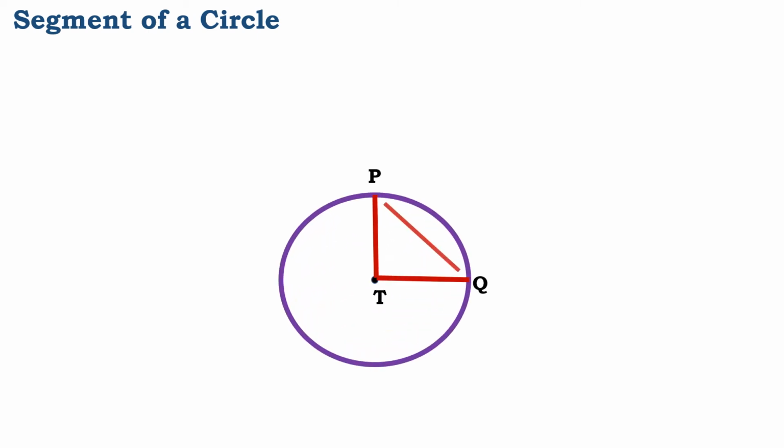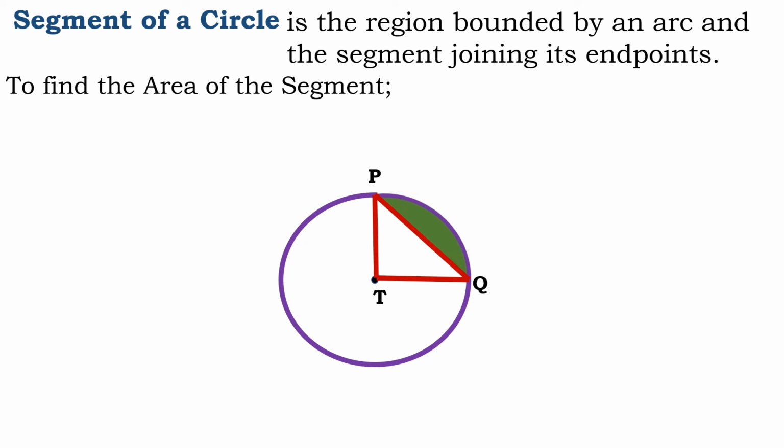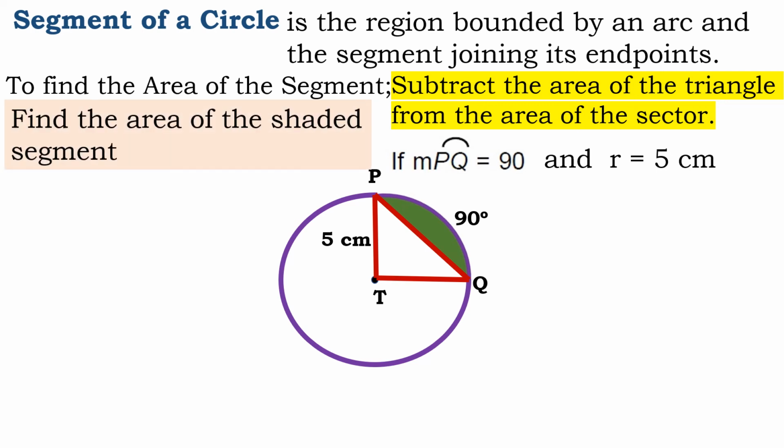A segment of a circle is the region bounded by an arc and the segment joining its endpoints. To find the area of the segment, subtract the area of the triangle from the area of the sector. For example, if the measure of arc PQ is equal to 90 and the given radius is 5 centimeters, find the area of the shaded segment.